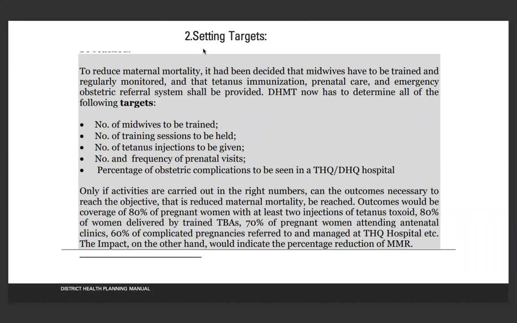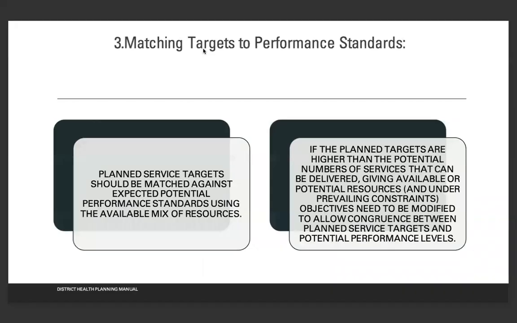Only if activities are carried out in the right number can the outcomes necessary to reach the objective, that is reduce maternal mortality, be reached. Outcomes would be coverage of 80% of pregnant women with at least two injections of tetanus toxoid, 80% of women delivered by a trained TBA, 70% of pregnant women attending antenatal clinics, 60% of complicated pregnancies referred to and managed at THQ hospital. The impact, on the other hand, would indicate the percentage reduction of MMR.